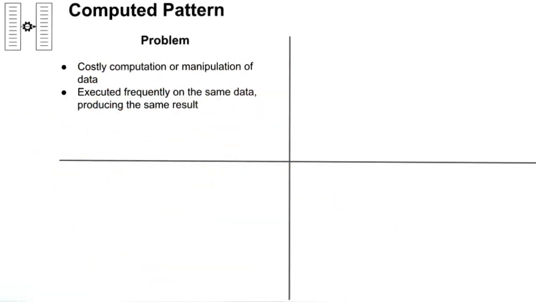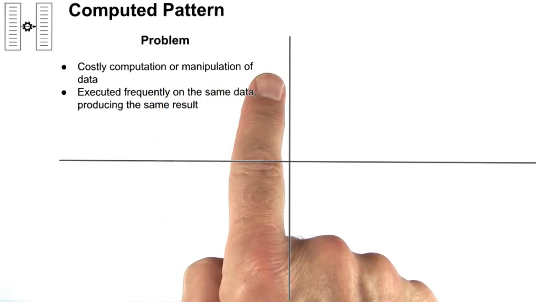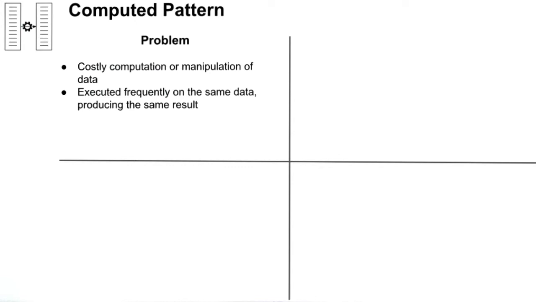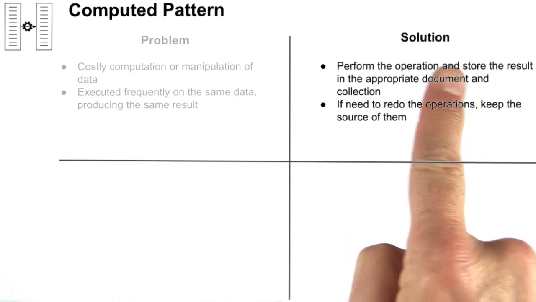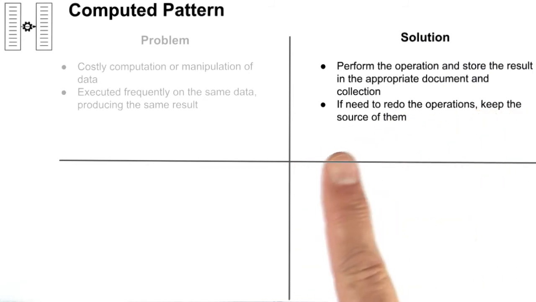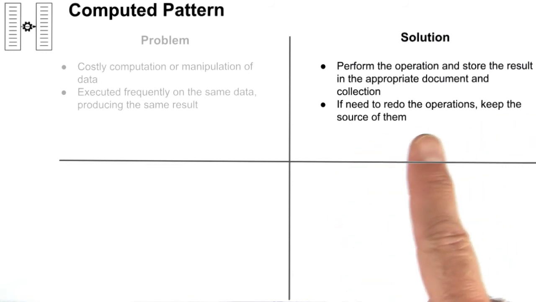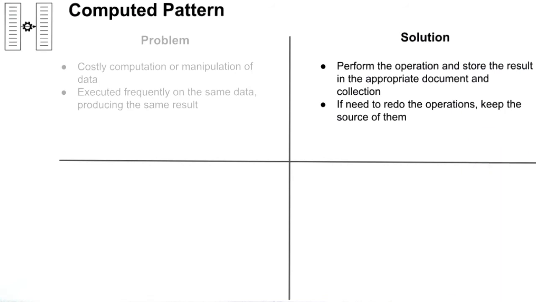Time to formalize our computed pattern. The problem the computed pattern addresses is to avoid redoing the same computation over and over, especially if they're expensive. The solution is to perform the computation and store the result in the appropriate document and collection. If you need to redo the computation or want to be able to redo it, just keep the source of your computations, meaning keep the smaller documents or pieces of information.